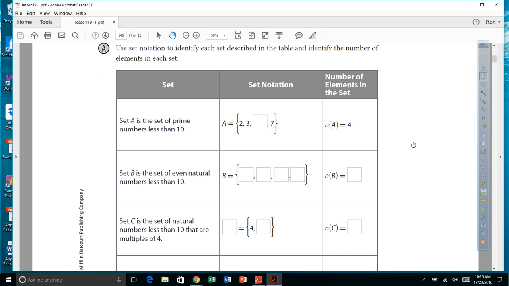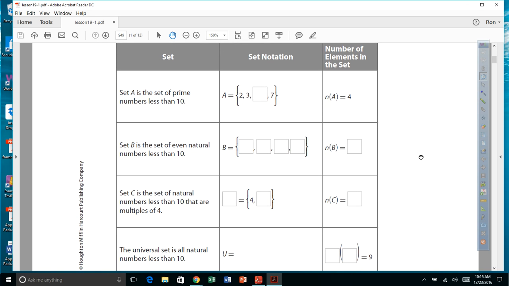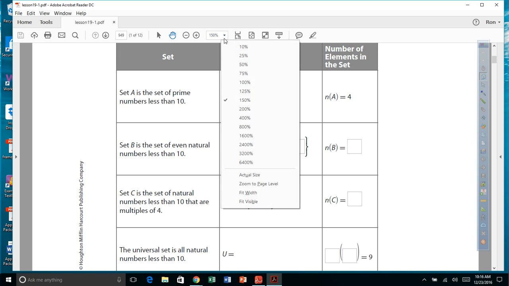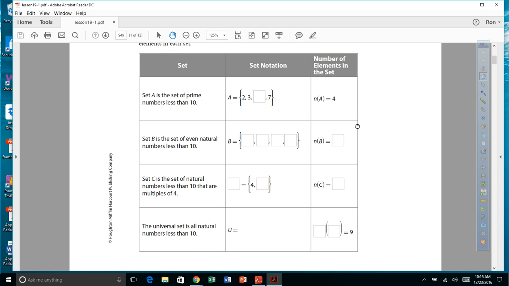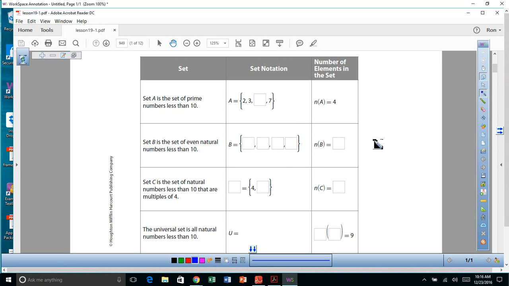All right. A. Use set notation to identify each set described in the table and identify the number of elements in each set. So I'm going to need to make this a little bit smaller. Let's go with 125. Yeah, there we go. We can get that. All right, that's all in there. So set A is a set of prime numbers less than 10. So that would be 2, 3, 5, and 7. And if you'll notice, there's 4: 1, 2, 3, 4.